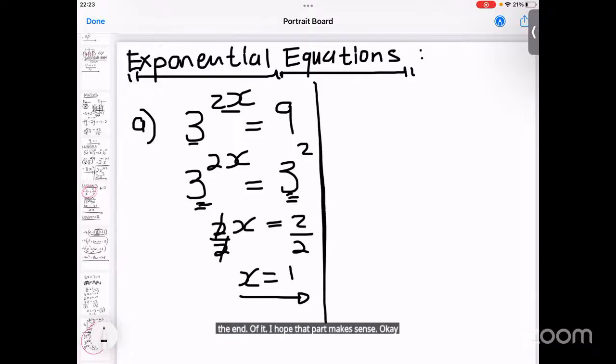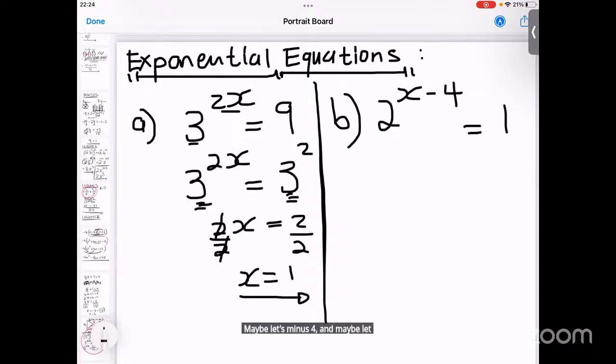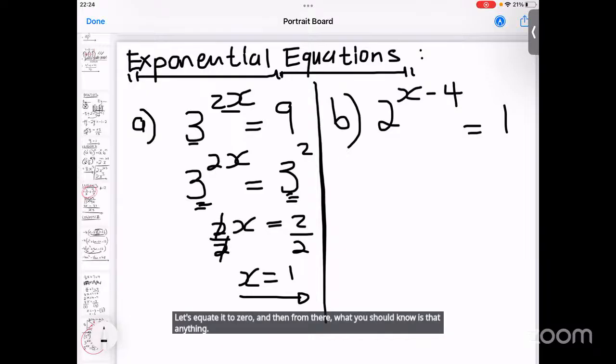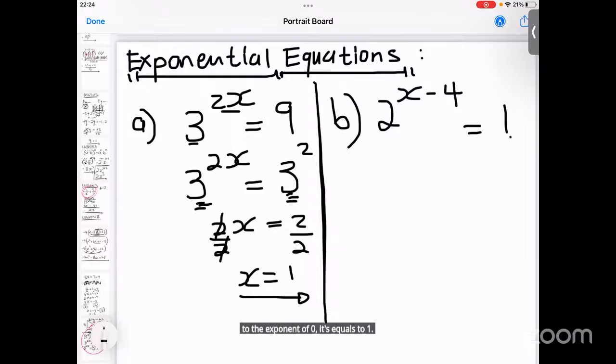Okay, so now let's look at this next one. So let's say you are given that, maybe let's minus 4, then maybe let's equate that to 0. Yes, let's equate it to 0. And then from there, what you should know is that anything to the exponent of 0 is equal to 1. So that means in this case we can write this as 2 to the exponent of 0.